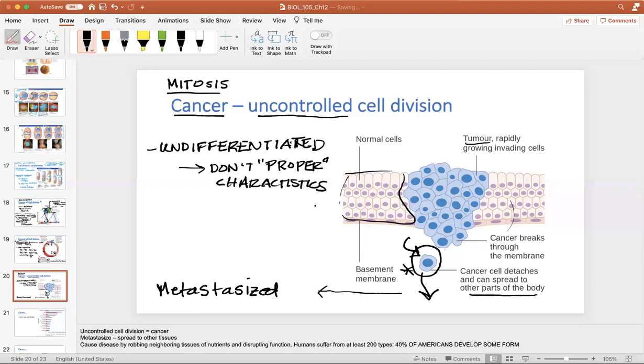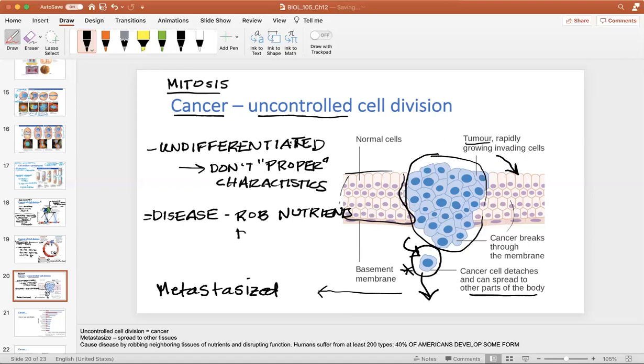Now, how is it that cancer causes disease? Well, the way that it causes disease, the way that it makes you sick, is because it's a sneaky, sneaky thief. Cancer cells, they rob the neighboring tissues of nutrients, okay? So if you're making a bunch of cells here, right? These cells are feeding off the nutrients that really should be going to healthy tissue.